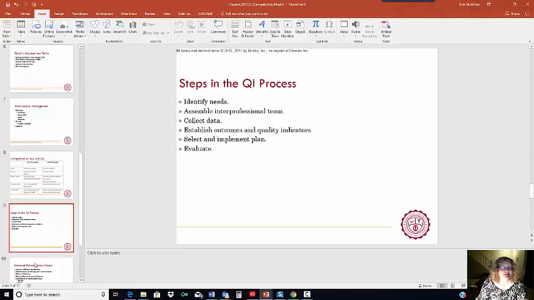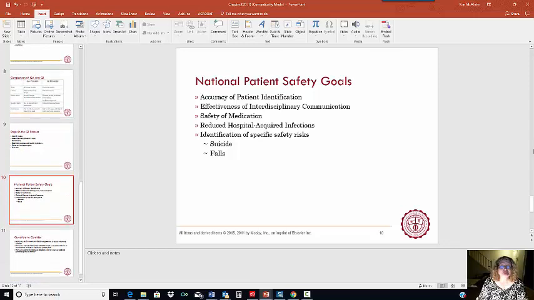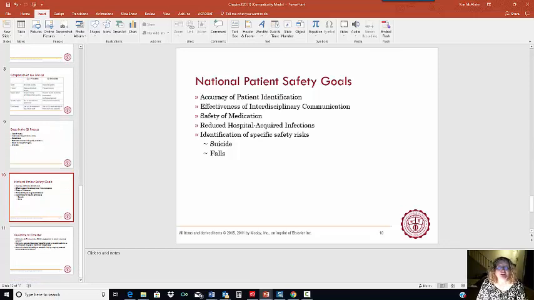Let's take a moment to consider the national patient safety goals that we've mentioned. Remember, these are developed by the Joint Commission. Those goals are accuracy of patient identification, effectiveness of interdisciplinary communication, safety of medication, reduce hospital-acquired infections, identification of specific safety risks, such as suicide and falls.